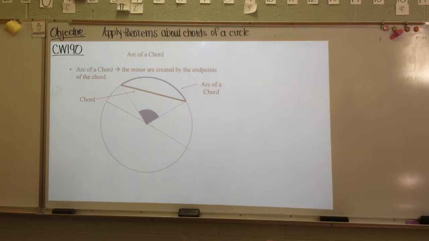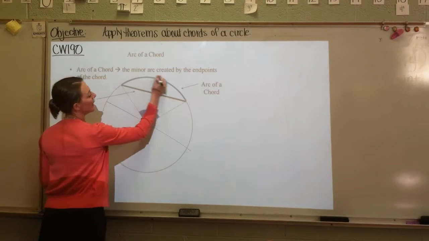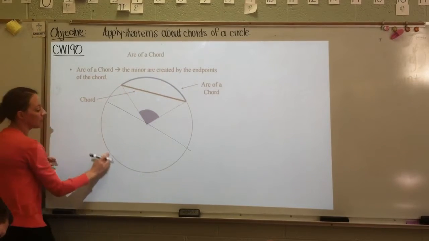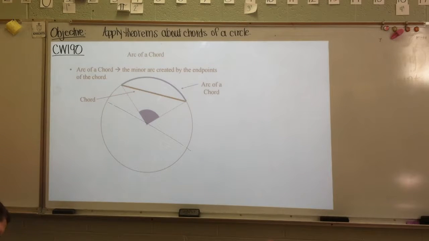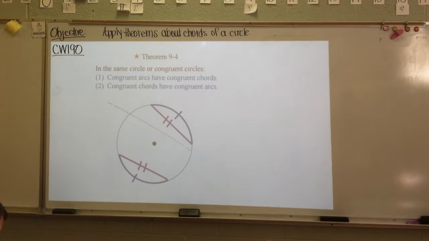Open your notebook and get the page in your notebook ready to go. All right, so arc of the chord. The minor arc is created by the endpoints of the chord. So this is a minor arc. What would we call it if we traced around this part? Major. Major arc. Sorry, Pat. We okay there? All right, so let's go ahead and look at this first theorem today, and let's talk about it. I need you to have a geotracer. If you don't, raise your hand and I'll bring you one.